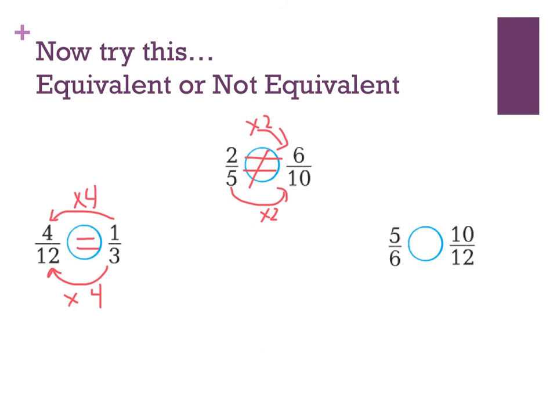Try that last one. What do you think? 6 times 2 is 12. 5 times 2 is 10. These fractions are also equal.